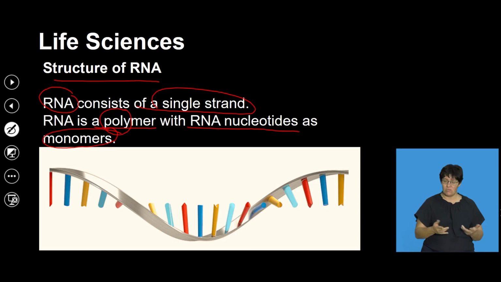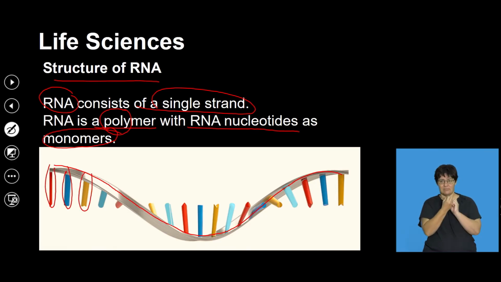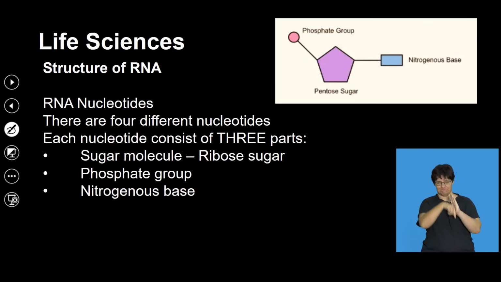This image shows you a strand of RNA, which is again single-stranded, and contains a backbone with several of these nitrogenous bases. Let's look at the detail further. What is an RNA nucleotide? As I mentioned, an RNA nucleotide is the monomer of RNA.